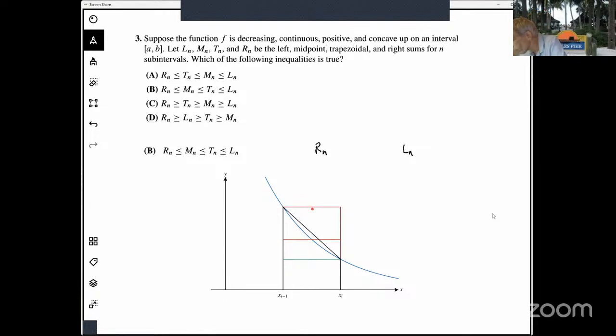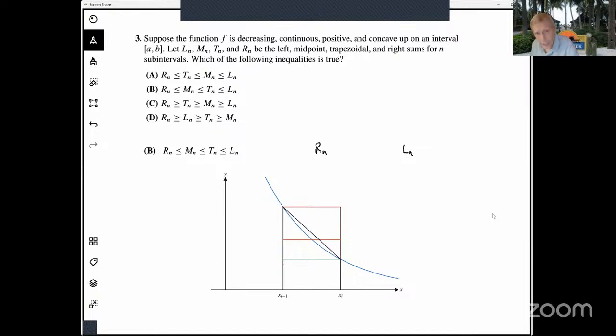Here's the left Riemann sum. I'll color it a little bit there. Here's the right Riemann sum. Yeah, I can see that. Okay, let me erase that. Now, what about the trapezoidal sum and the midpoint?